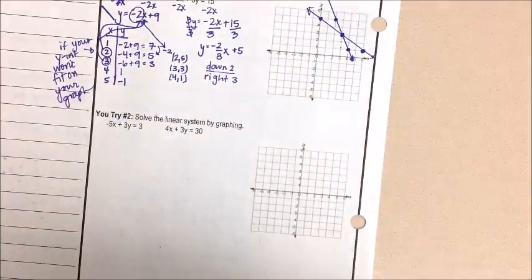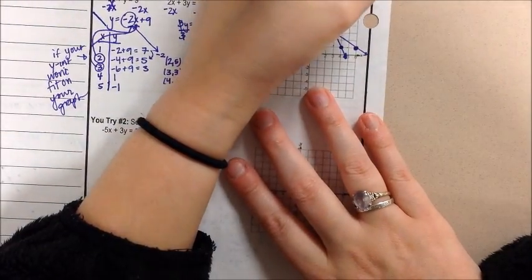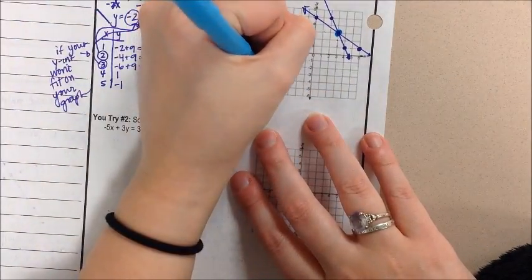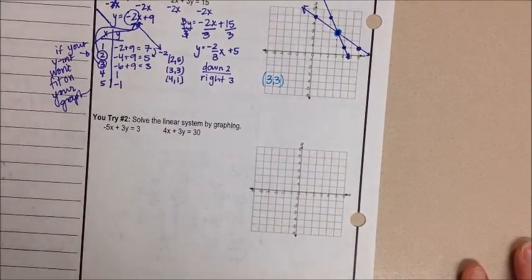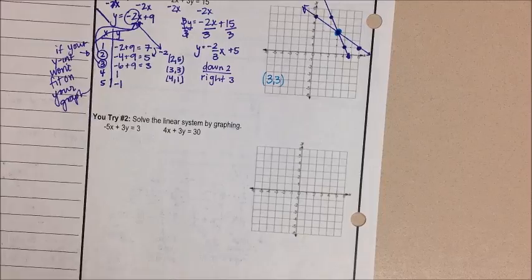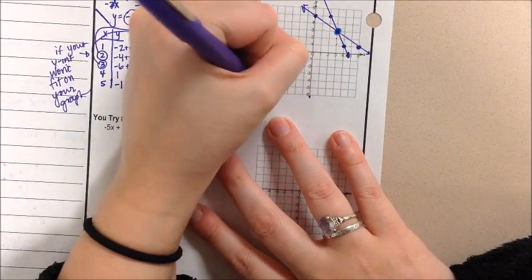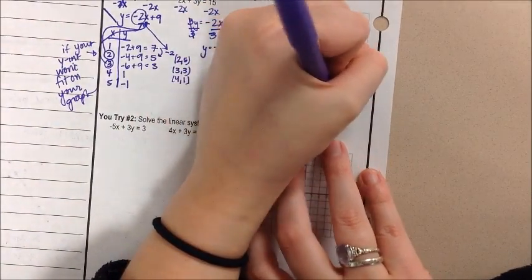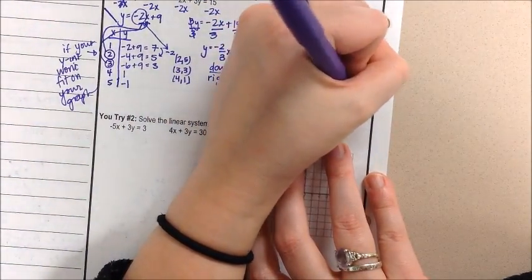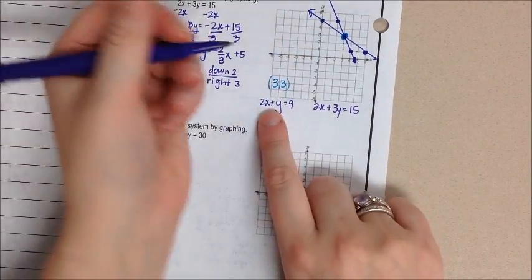You can see this actually intersects at one of our points, right there. So my answer is (3, 3). I'm actually going to check it, even though it doesn't say to. It's always a good habit to check. So I have 2x + y = 9, and 2x + 3y = 15. I'm going to plug 3 in for both x and y.